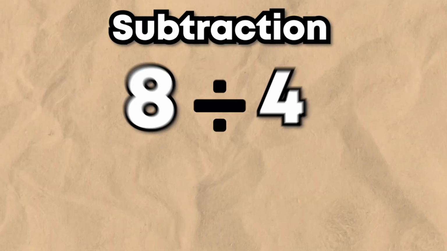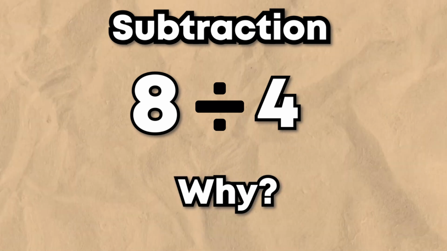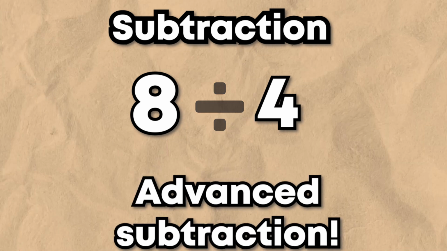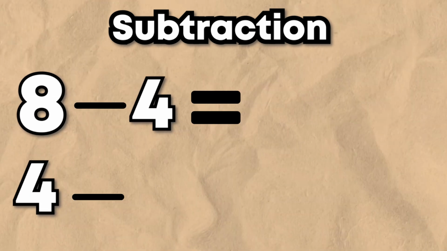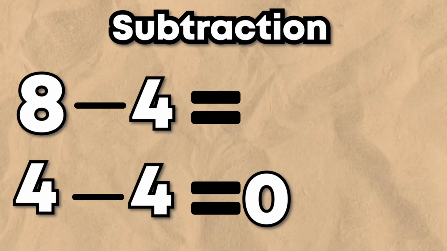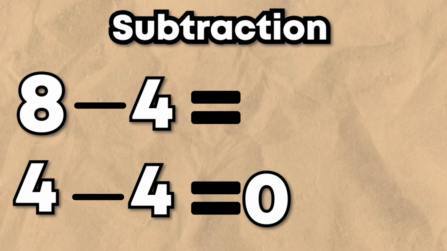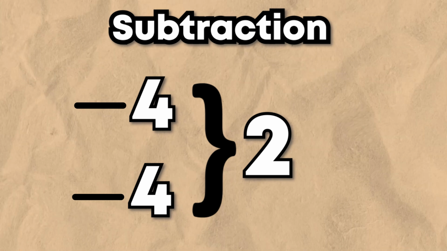Subtraction. We can read this problem as how many times does 4 subtract from 8? Why? Because division is just advanced subtraction. 8 minus 4 is 4. 4 minus 4 is 0. How many times did it take us to subtract 4 from 8 to get to 0? 2 times, so our answer is 2.